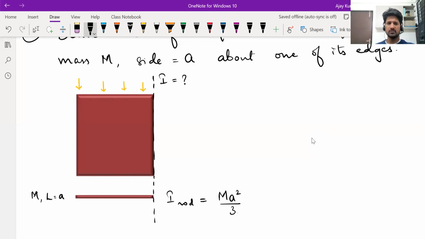Then for the square also it should be the same, because the rod was formed only by sliding the mass of the square parallel to this axis. So they should both have the same moment of inertia. Therefore, the square also will have the same moment of inertia, ma square by 3, about this axis. Any doubt in this?